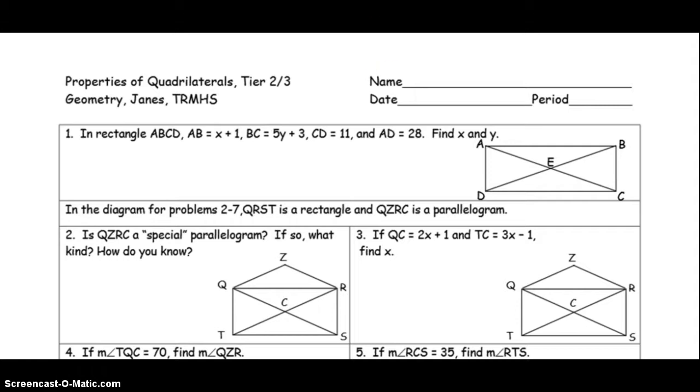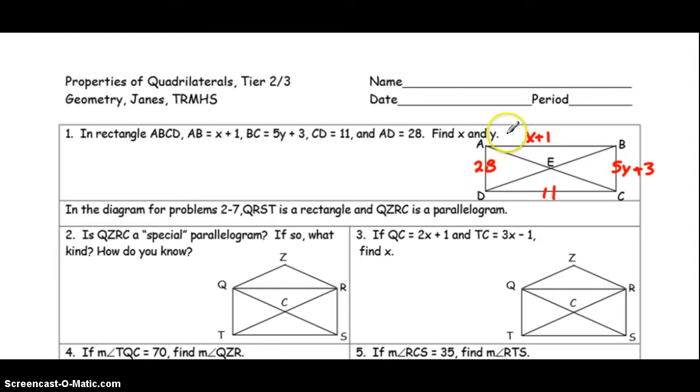So, let's start with number 1. In rectangle ABCD, AB equals x plus 1, BC equals 5y plus 3, CD is 11, and AD is 28. Find x and y. The first thing we should do with any problem is to label our sides. So here we have x plus 1, here we have 5y plus 3, here we have 11, and here we have 28.